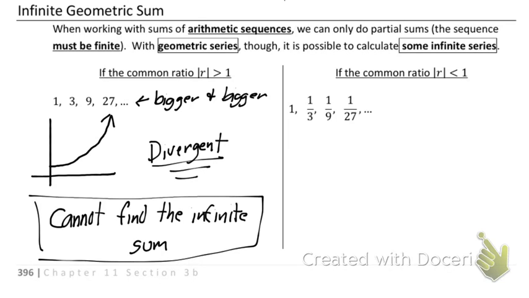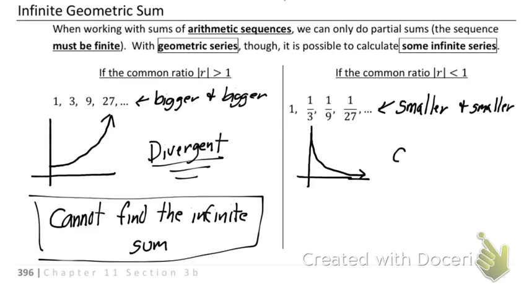And that's because these numbers are going to get smaller and smaller. They're going to get closer and closer to 0. So the graph of this would look something like this. It's just going to converge on 0, and this is called convergent. And we could find the sum.